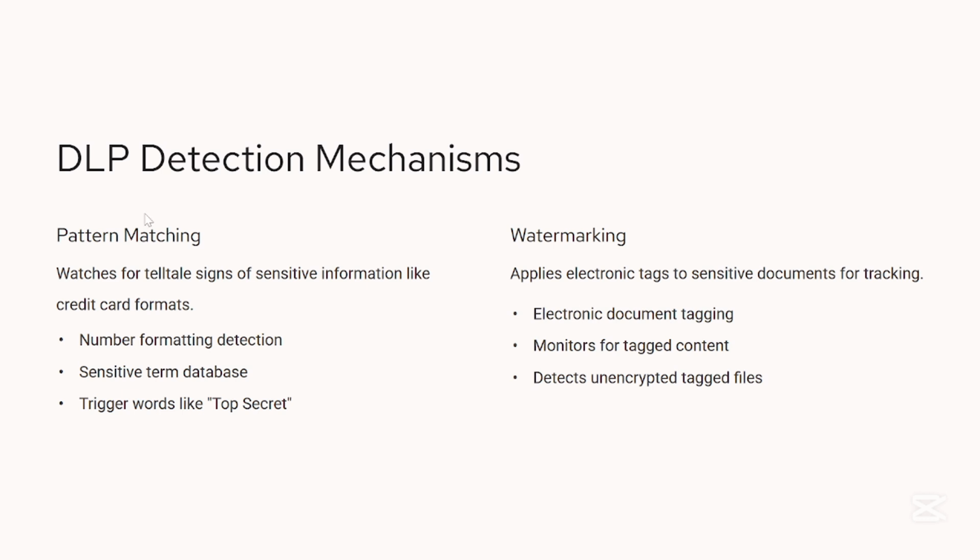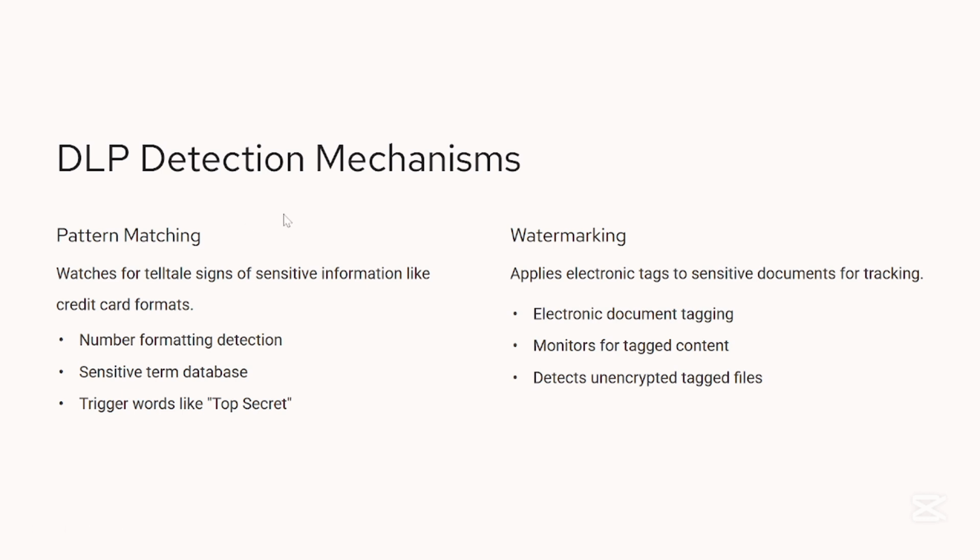They also work on sensitive terms that have been put into their database. A database can be created for these systems where there are some sensitive terms like top secret, confidential. So when this system comes across a document with such terms, it triggers immediately and prevents that document or information from leaving our system.